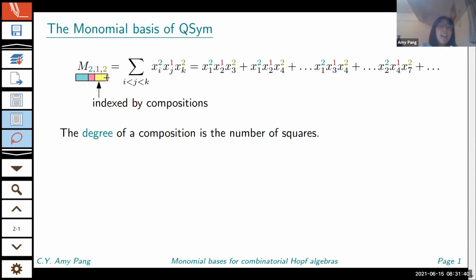Okay? And so what is M212? It's a power series, with terms like xi squared, xj, xk squared. And so here are some of the terms that are in this power series. And I'm going to use the word degree of a composition to mean the number of squares. So this example is in degree 5.